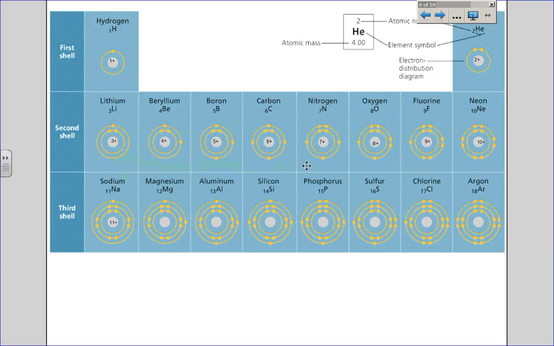Going across the period, as we saw, the atomic size decreases because of the increase in the effective nuclear charge. So what this means is that the electrons that are being removed are closer to the nucleus. They have a greater attractive force to the nucleus, and so they're going to be much more difficult to remove.